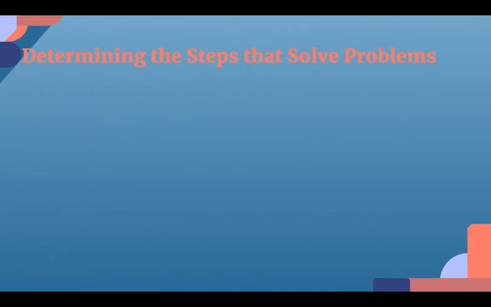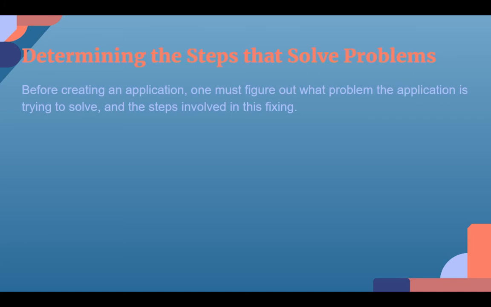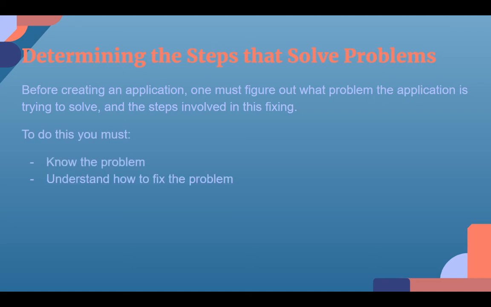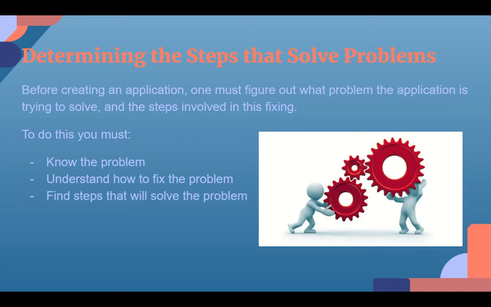Determining the steps that solve problems. Before making a program or application, you need to figure out what kind of problem the application will be solving and what you'll need to do to ensure that the problem is then fixed. To do this, you must know the problem, understand the different fixes for the problem, and find steps that will then solve the problem. All of this combined together will give you the basic design for your application and will allow you to understand exactly what your application will need to achieve.